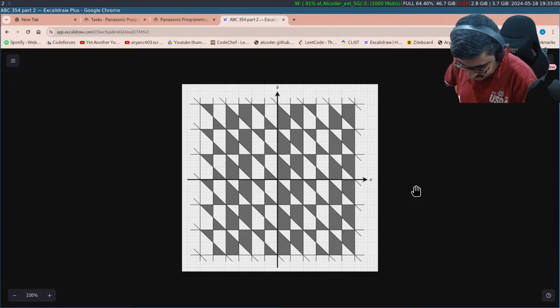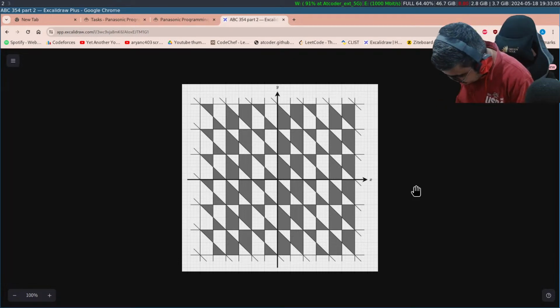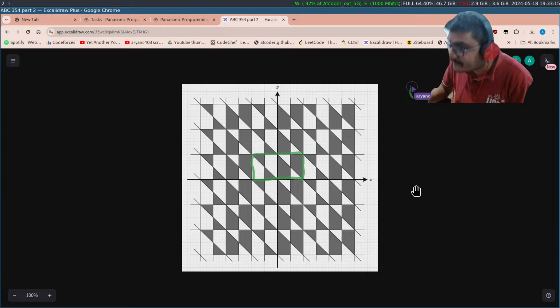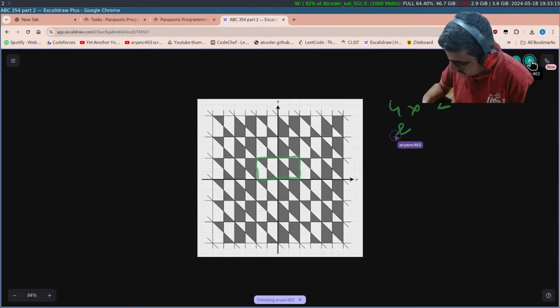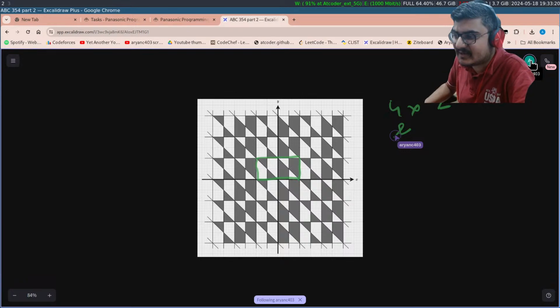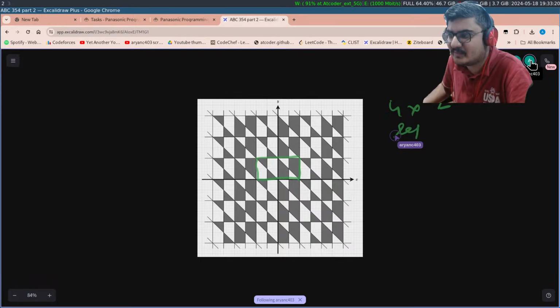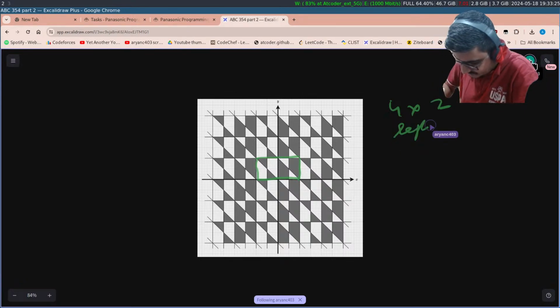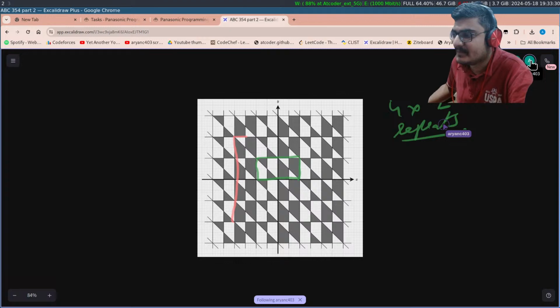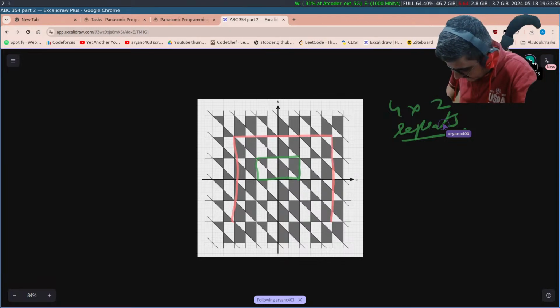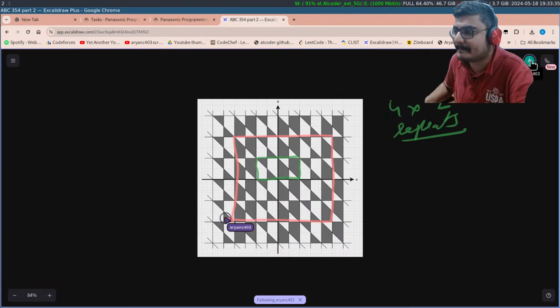One thing to notice here is that this block keeps repeating over here. This 4 cross 2 block keeps repeating. So what we can do is first count the number of these 4 cross 2 blocks over here. Originally our coordinates are like this, where this is the origin, but the endpoints can be negative here as well.